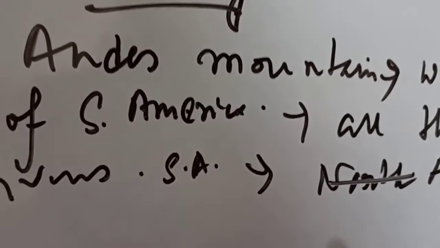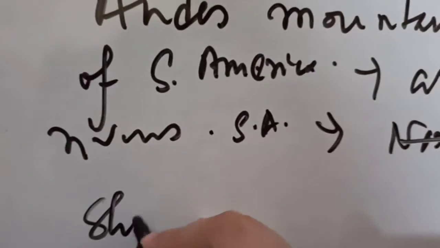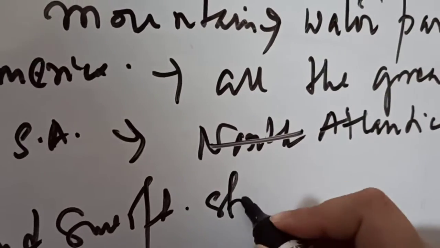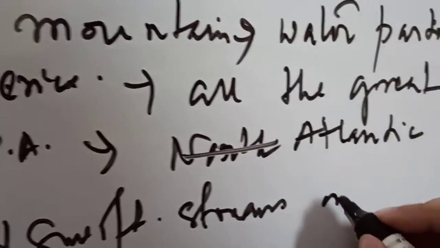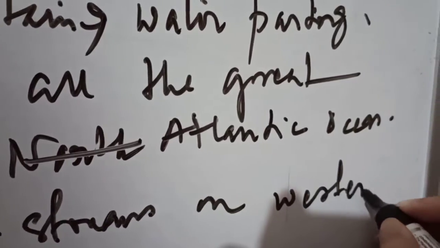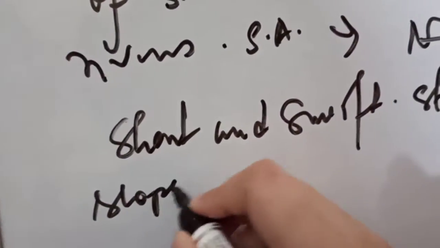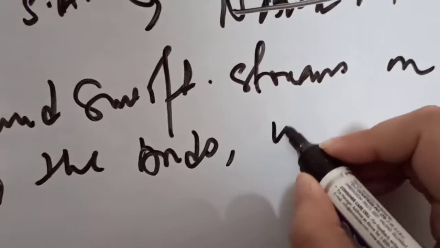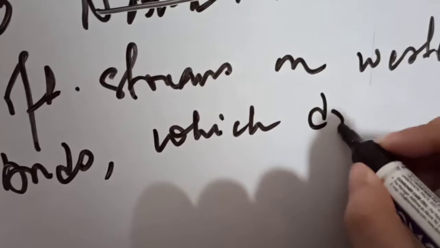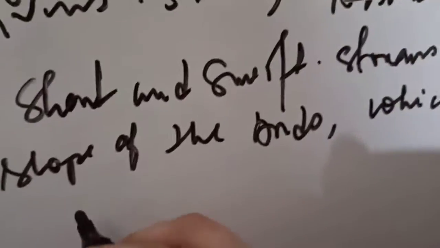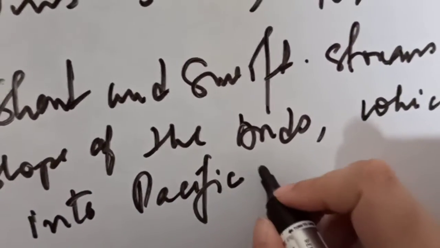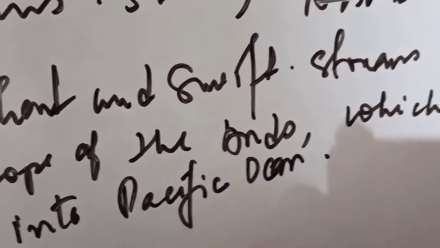There are very few short and swift, meaning fast flowing, rivers, or rather streams, present on the western slope of the Andes, which drain into the Pacific Ocean, or Pacific Ocean drainage.